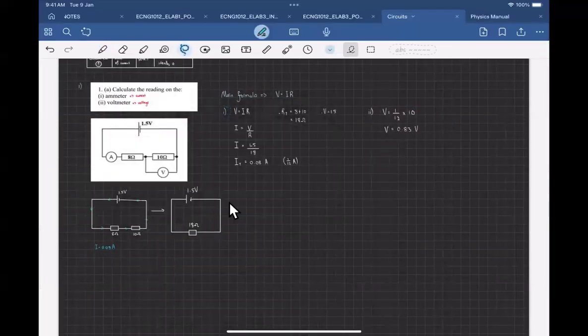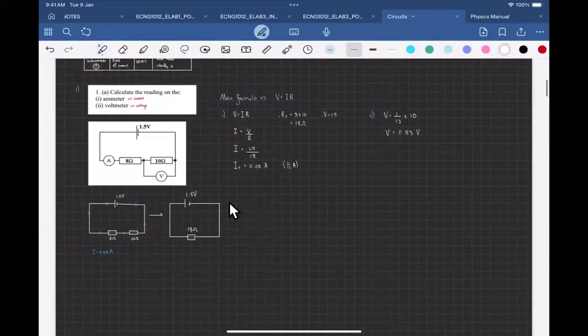For the heck of it, I'll just add additional parts. So I'm gonna add a part three to this. So Justin, what is it that we just now found? That's the voltage across the what? Voltage across the 10.